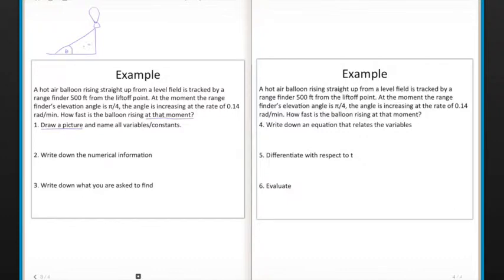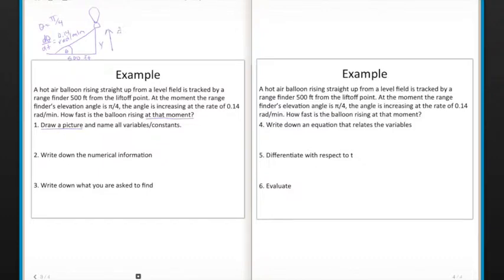I'm finishing our triangle. It's at some angle between the ground and the rangefinder. We know the rangefinder is 500 feet from the liftoff point, and we know that the balloon is some height in the air. We know that that angle is changing at 0.14 radians per minute. We're going to call that angle theta, and theta is pi over 4 radians.